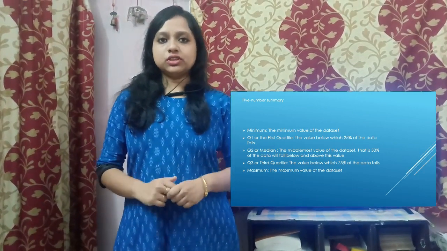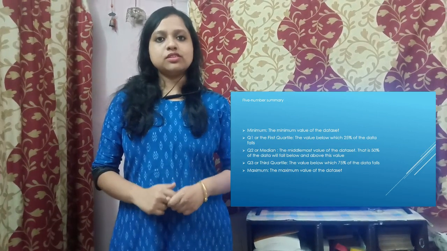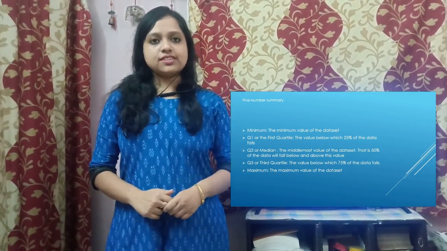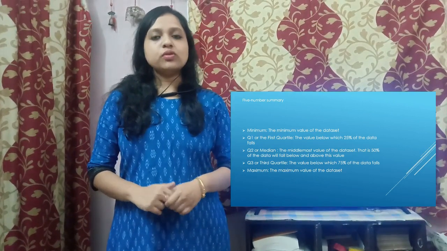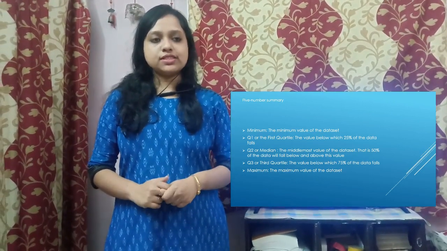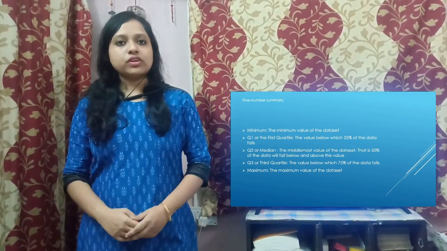Q3 or the third quartile is the value below which 75% of the data will fall. And maximum is obviously the maximum value of the data set. So a box plot will consist of all this 5-number summary, and this is what a 5-number summary means. Let's move to the next slide for the comparison.